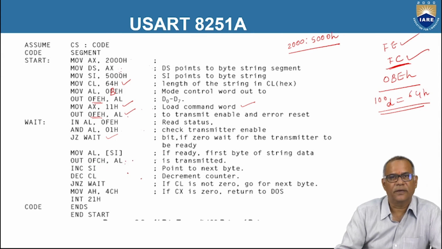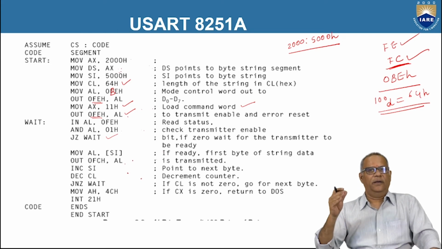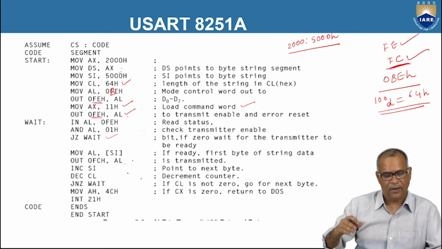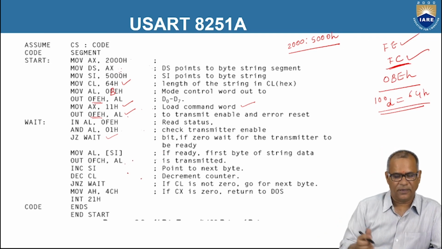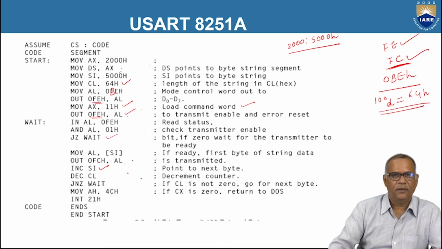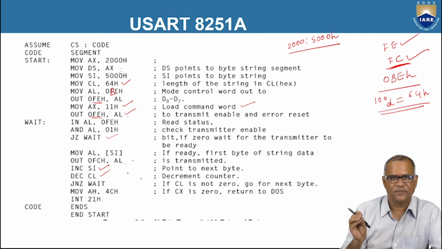So the first byte of data is sent to the 8251A, and from the 8251A it goes to the TXD pin, and the data is sent in serial form. And next we have to send the next byte of data. So the SI has to be incremented. Then decrement CL, because we have to put a counter to transmit 100 bytes. So we have to keep track of that.